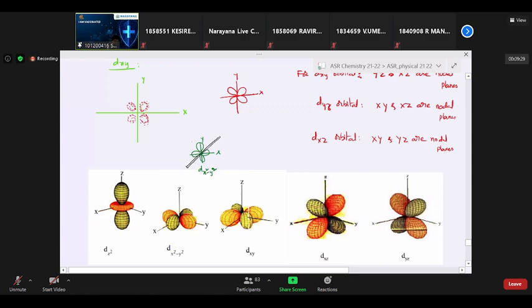Similarly, here also we can write. This is another plane, which is passing through Q2 to Q4. Nodal planes for dx square minus y square: one plane is at 45 degrees angle passing from Q1 to Q3, and another plane is passing from Q2 to Q4, again at 45 degrees angle.